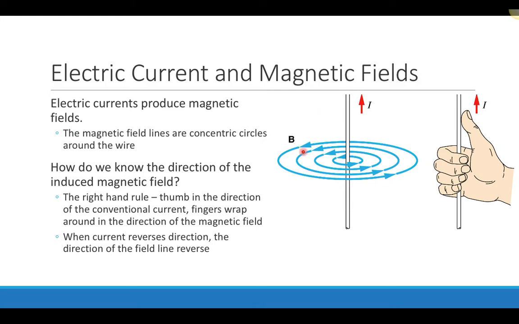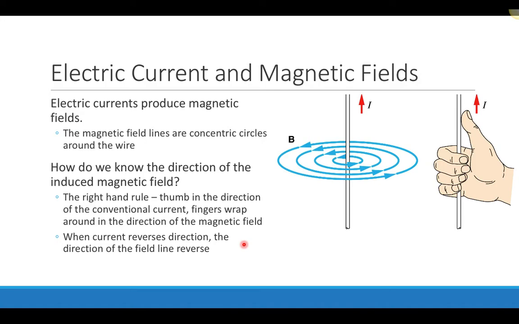One of the ways that we can tell the direction that the magnetic field will point is by using something called the right-hand rule. If you grab onto the wire and put your thumb in the direction of the current, the way that your fingers wrap around the wire is the direction that the magnetic field would point for a straight current carrying wire.